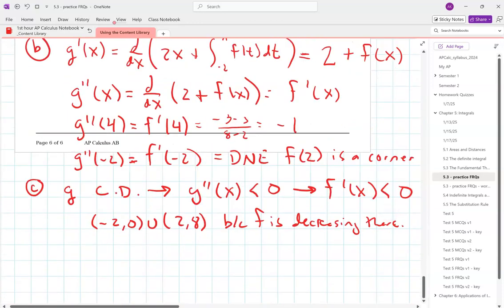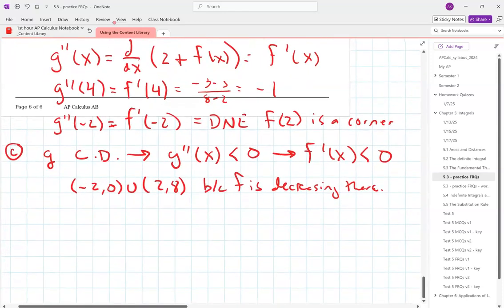So I would say that the string of what I wrote there, that g being concave down is equivalent to g double prime less than 0, which is equivalent to f prime less than 0, and then stating that that's my interval because that's where f is decreasing, I think is an excellent explanation. I think that any grader would have no problem with what we wrote there.